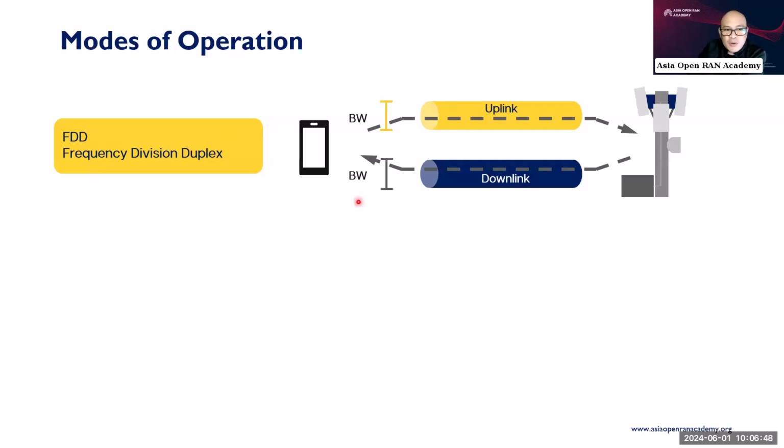One path from the mobile going to the RAN or the cell site, we call it the uplink. When the cell site is talking to you, it uses the path of the downlink. If those paths are separated by frequency, we call it frequency division duplex: separate frequency for uplink, separate frequency for downlink. So you separate the transmission by frequency.